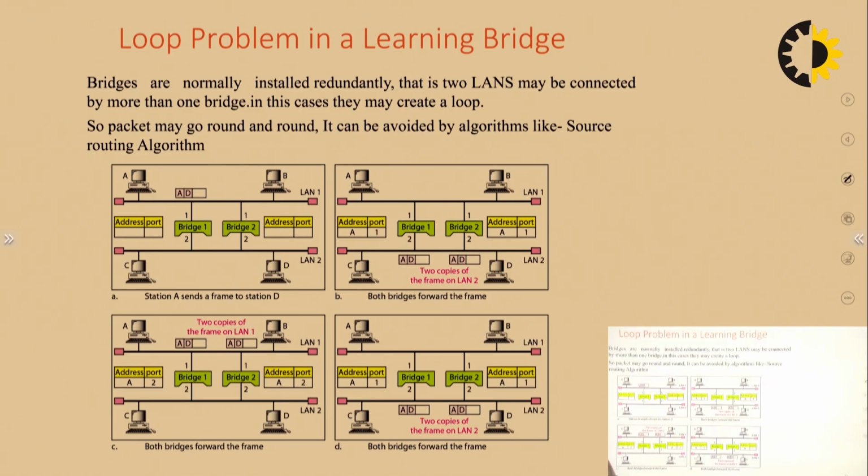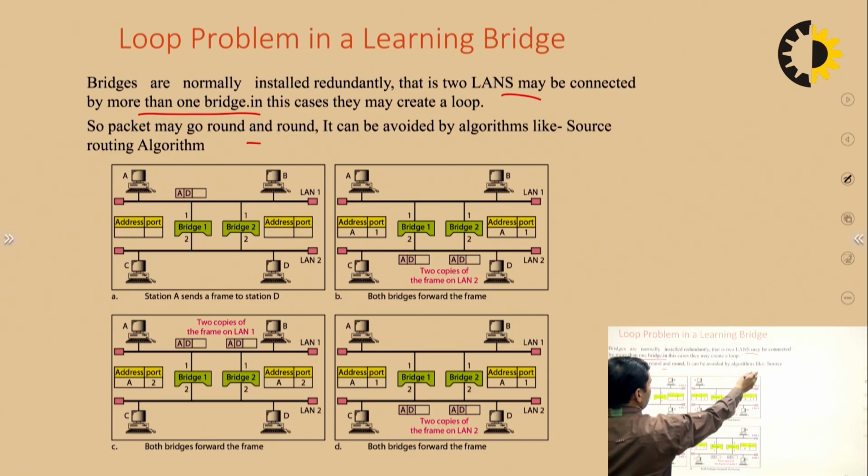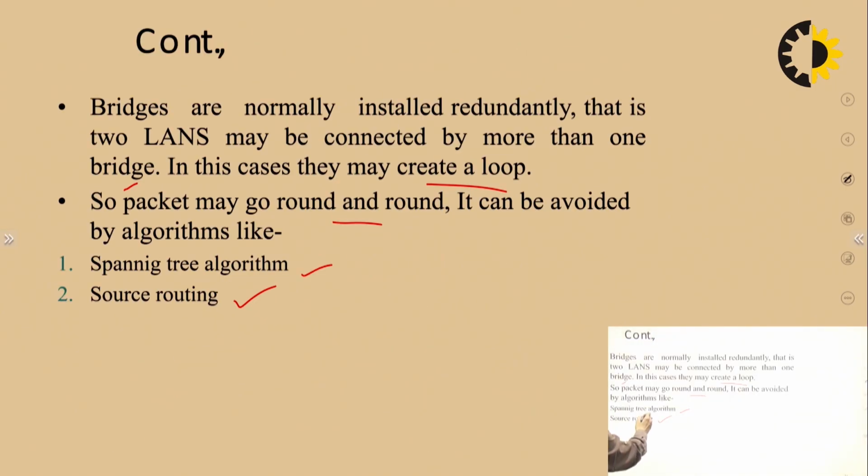The loop problem is created when two LANs are connected with more than one bridge. So bridges are redundant, that is, two LANs may be connected by more than one bridge. In this case, it may create a loop, so a packet may go round and round. It can be handled by algorithms like source routing or the spanning tree algorithm.